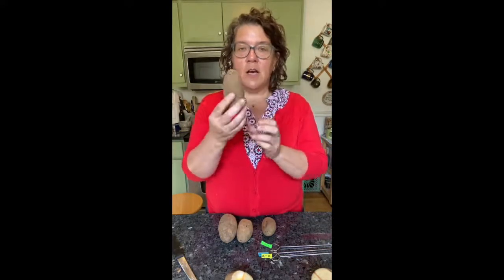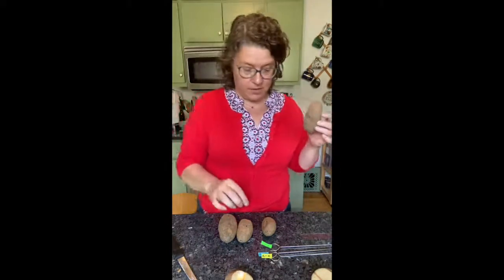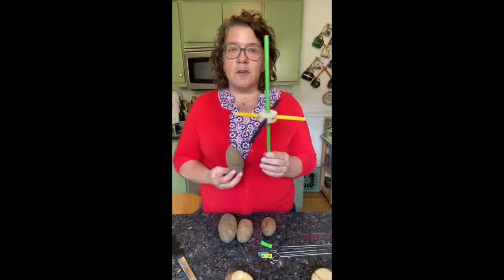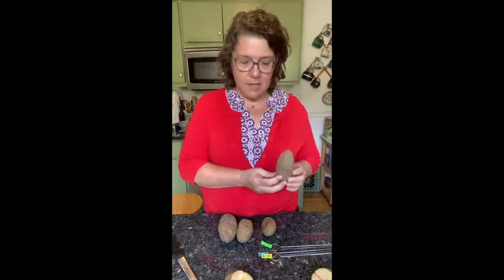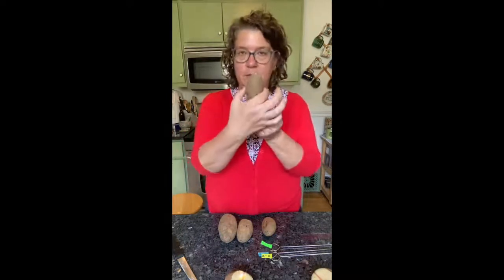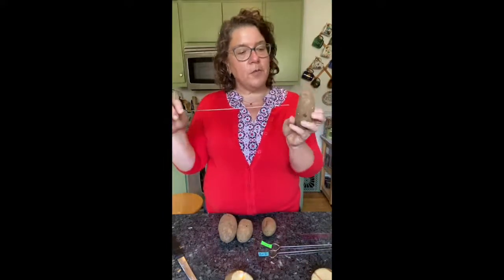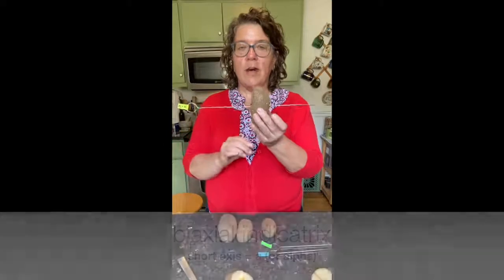You can see that there are three different axes here, and I'm gonna mark them with a skewer since I have skewers. In this particular instance, yellow's short, blue's intermediate, green's long, and we're gonna do the same thing here. The short axis is here. We're looking at it this way, it's going this way. And I'm gonna put a skewer through here that is marked with A or alpha. The short axis is always called A or alpha, okay? And it goes like that.